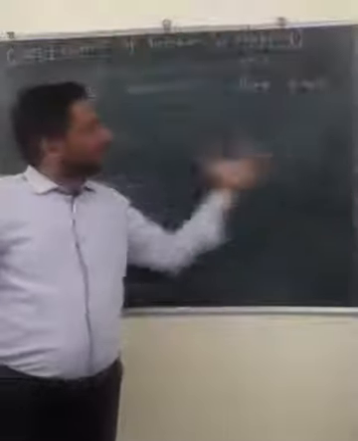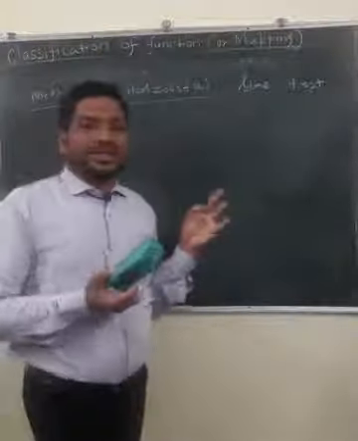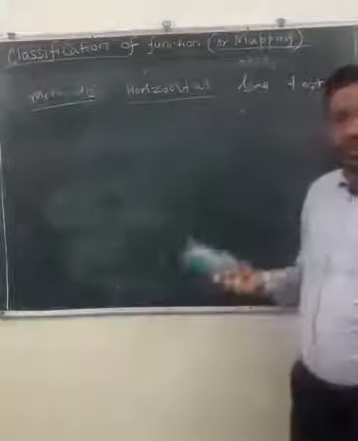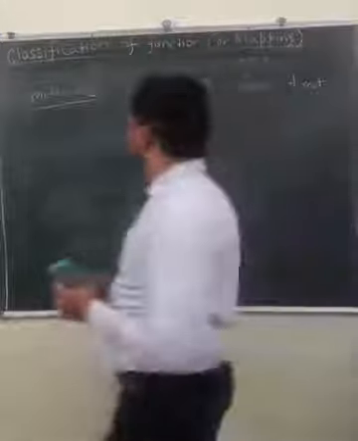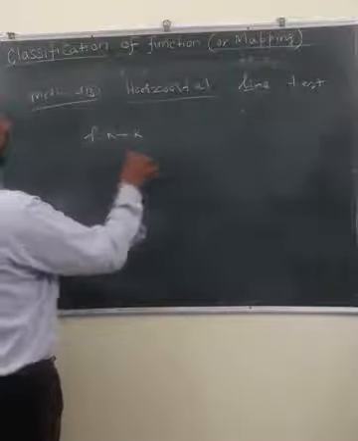If I draw all possible horizontal lines, but there is not even a single line which can intersect the graph of the function at more than one point, that means the function is one-one. Suppose I am taking an example, f is R to R, f(x) is equal to sin x.